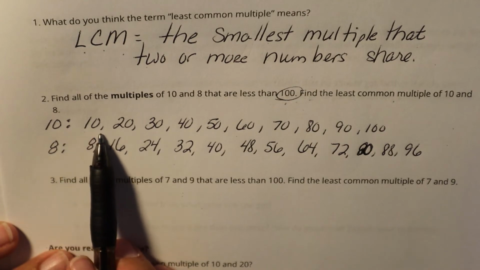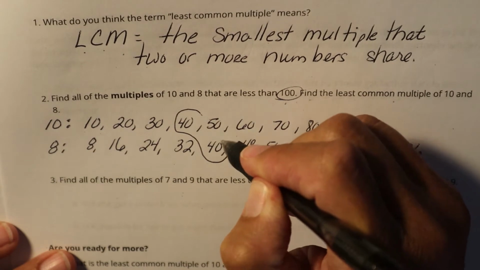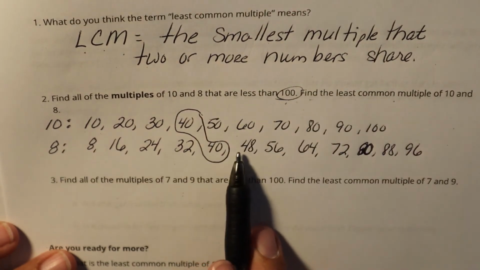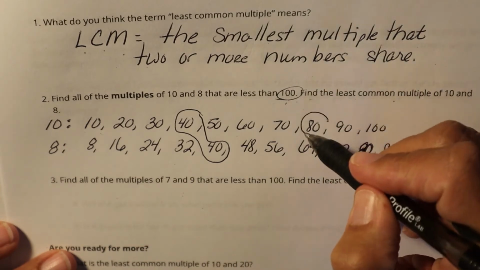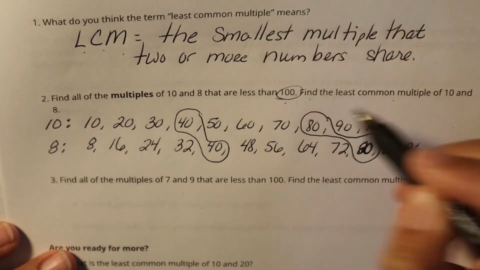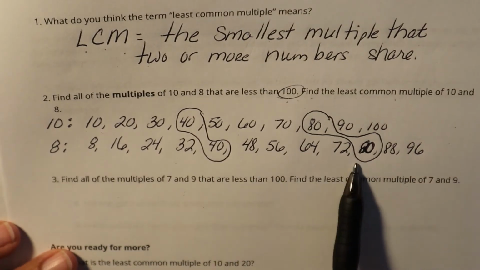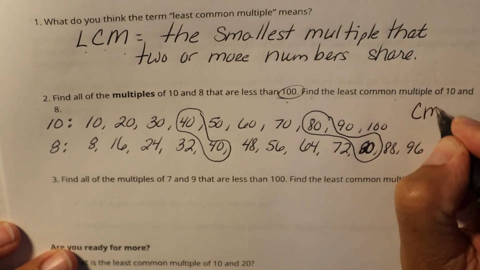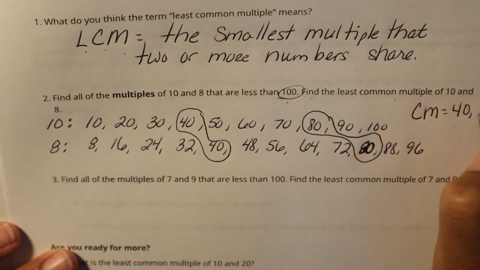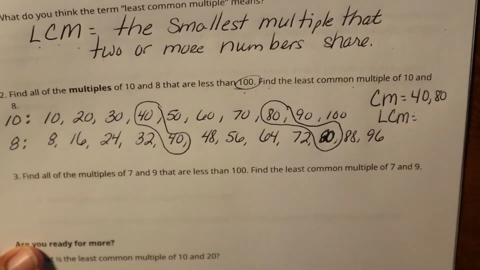So I'm just going to start to look, and I notice that the first one I come to is they both have a 40, and I'm going to keep going to see if there's any others. And I see that they share an 80. I'm just going to circle. And that's it. So they have two common multiples, 40 and 80, but the least common multiple, my LCM, is 40.